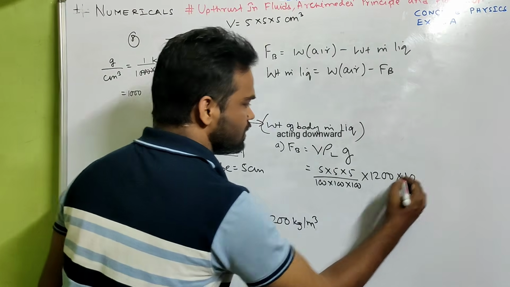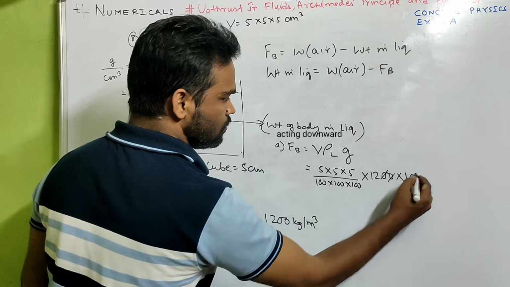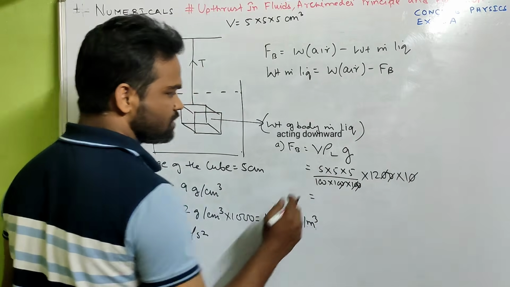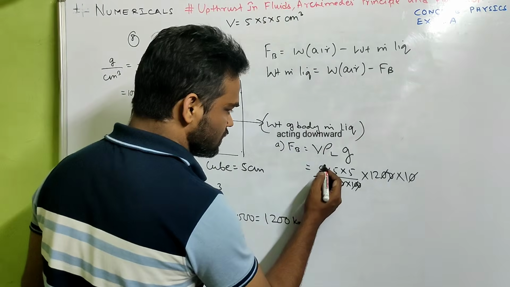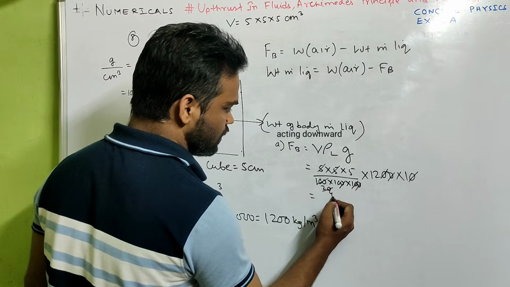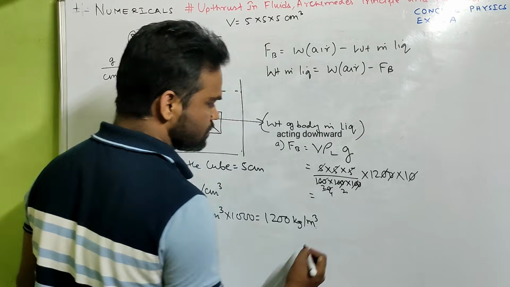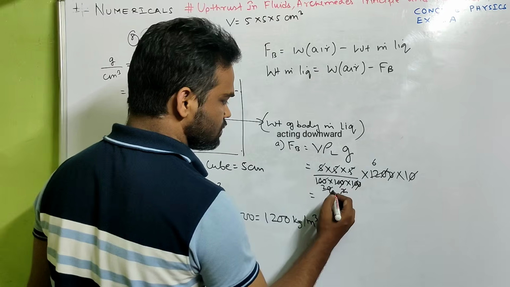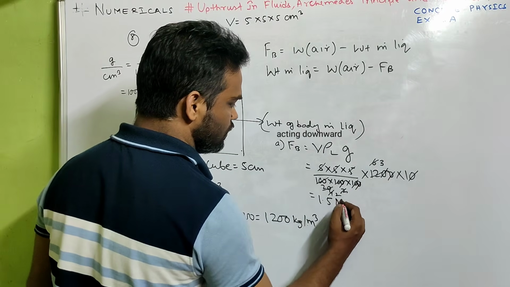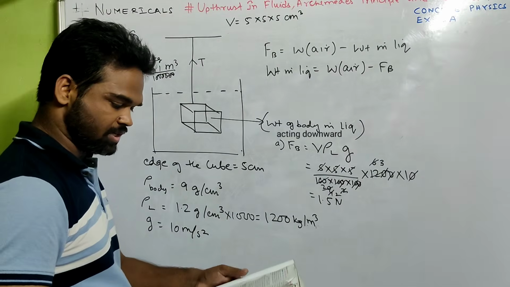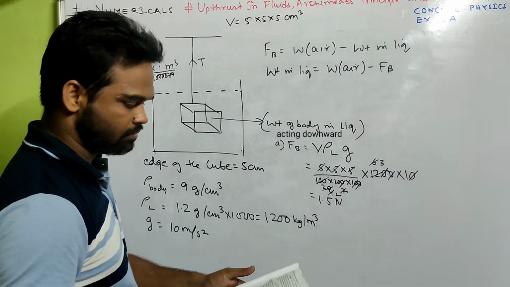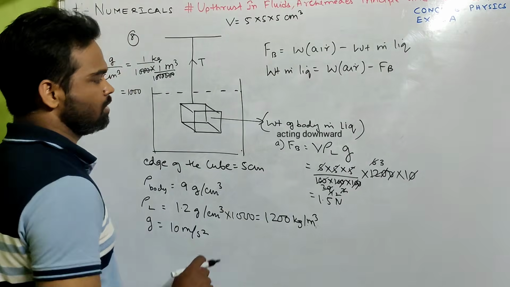And G I have taken as 10. So FB is 5 into 5 is 25. We can cancel this also. So 1.5 Newton. This is the upthrust acting on it. Yeah, 1.5 I have got. Okay. Now the weight.